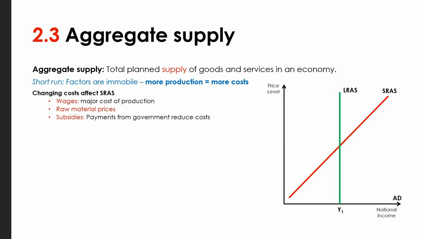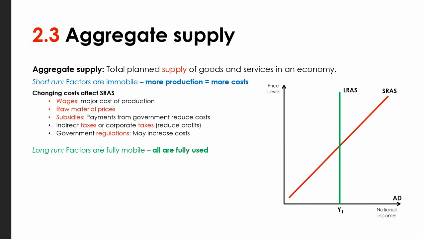Things like wages, raw material prices, subsidies, those are payments from the government that would reduce costs. All taxes, either indirect or corporate taxes that affect profitability, are going to affect short run aggregate supply, as are regulations from the government. In the long run, however, all of our resources are fully mobile.